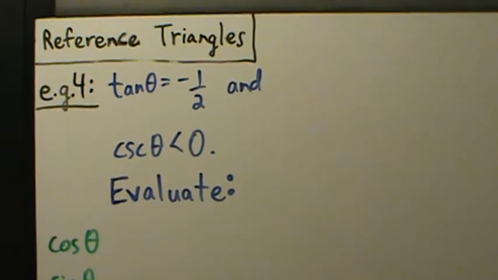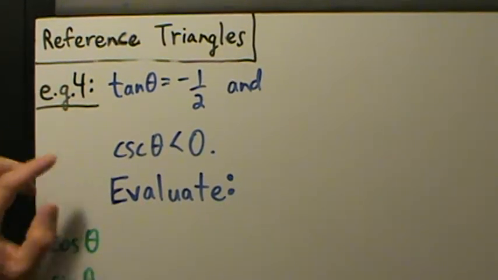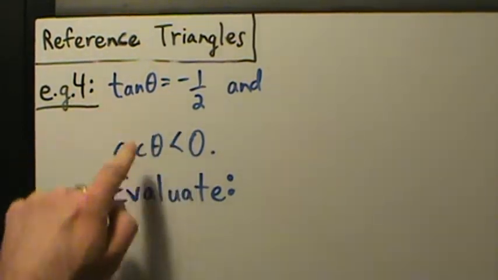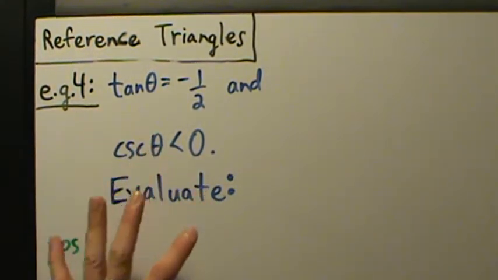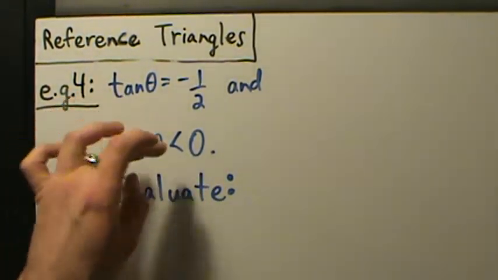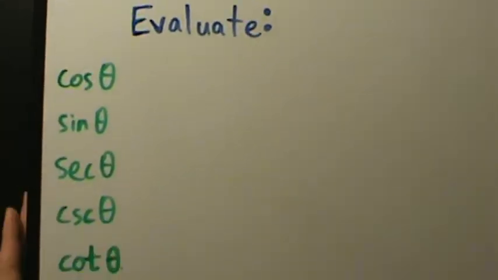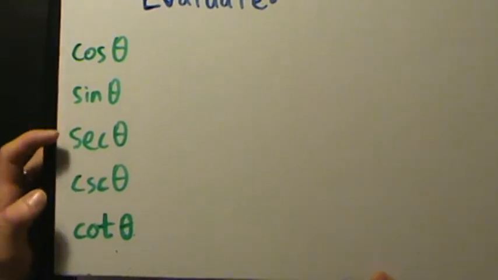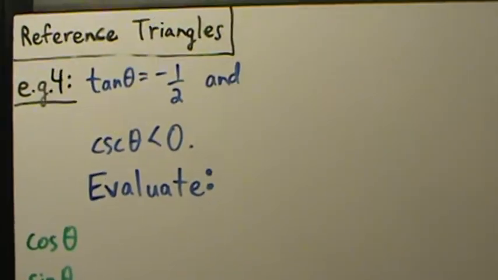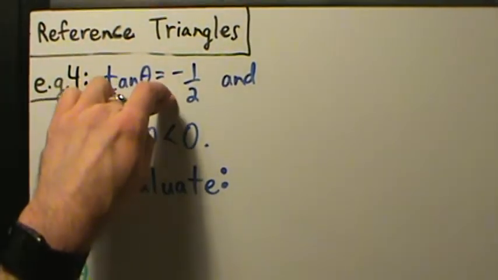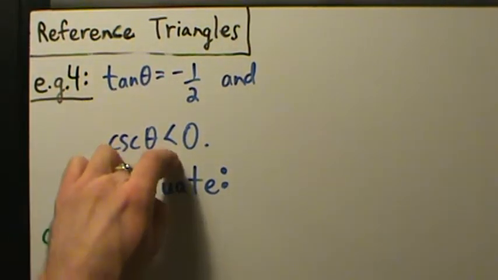Here's example 4 with reference triangles. So we're given tangent of theta is -1/2 and cosecant of theta is less than 0. Okay, so we don't know what cosecant of theta is, we just know it's negative. But then we're asked to evaluate these other 5 trig functions of theta: cosine, sine, secant, cosecant, and cotangent, given that tangent is -1/2 and cosecant of theta is less than 0.